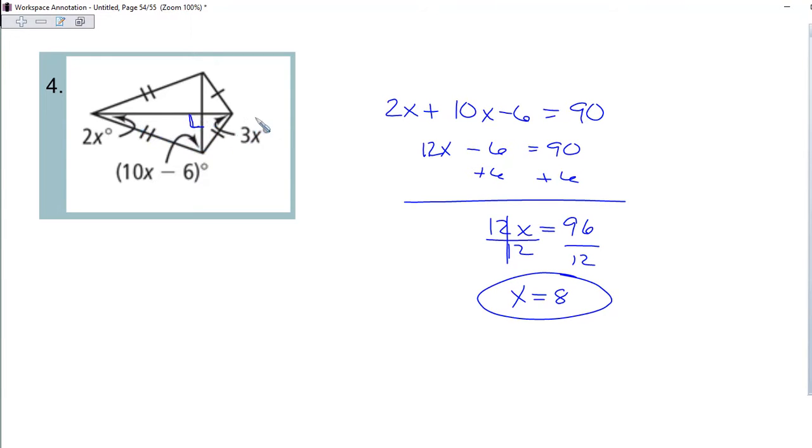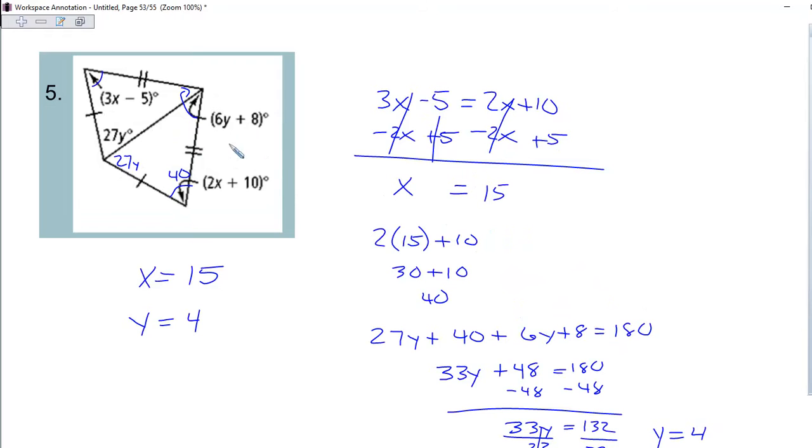We don't even have to use the 3x. So we take 2x plus 10x minus 6, set it equal to 90, solve for x. X is going to equal 8. So sometimes they'll give you extra information. Many times you don't need it. In this case is one of those.